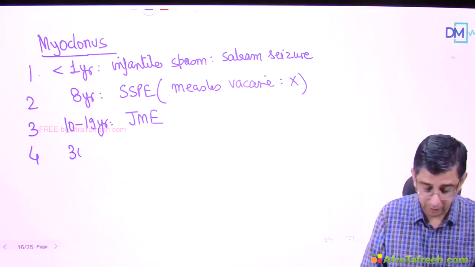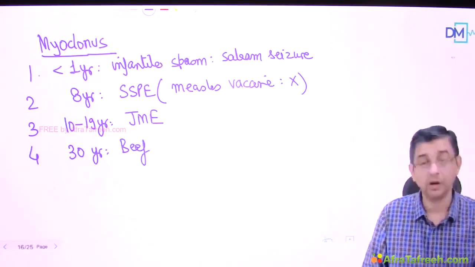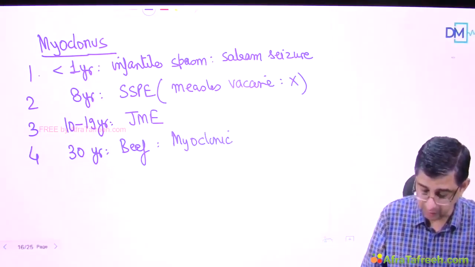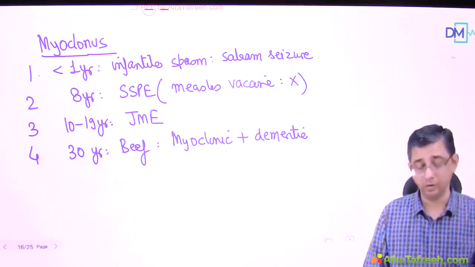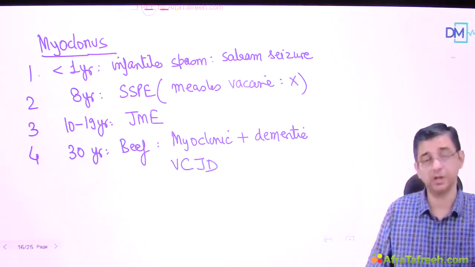And if you read a question of a person who's about 30 years of age, he had consumed beef and now he is having two things. One, he is having myoclonic jerks, and second, he is also having dementia of the cortical variety. Normally we read about dementia and Alzheimer's disease. At 30 years of age, he is having dementia and myoclonus. Then you need to think in terms of vCJD, that is variant Creutzfeldt-Jakob disease.